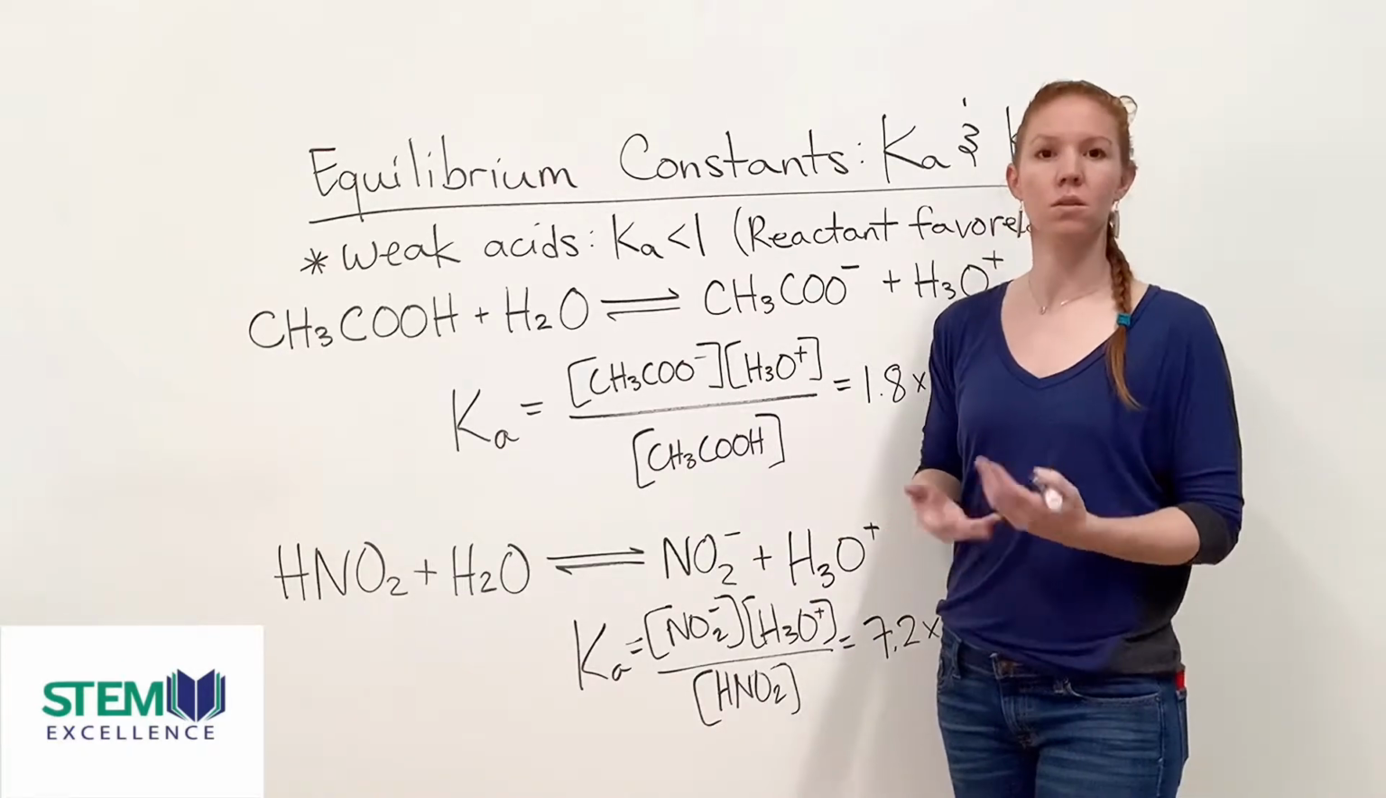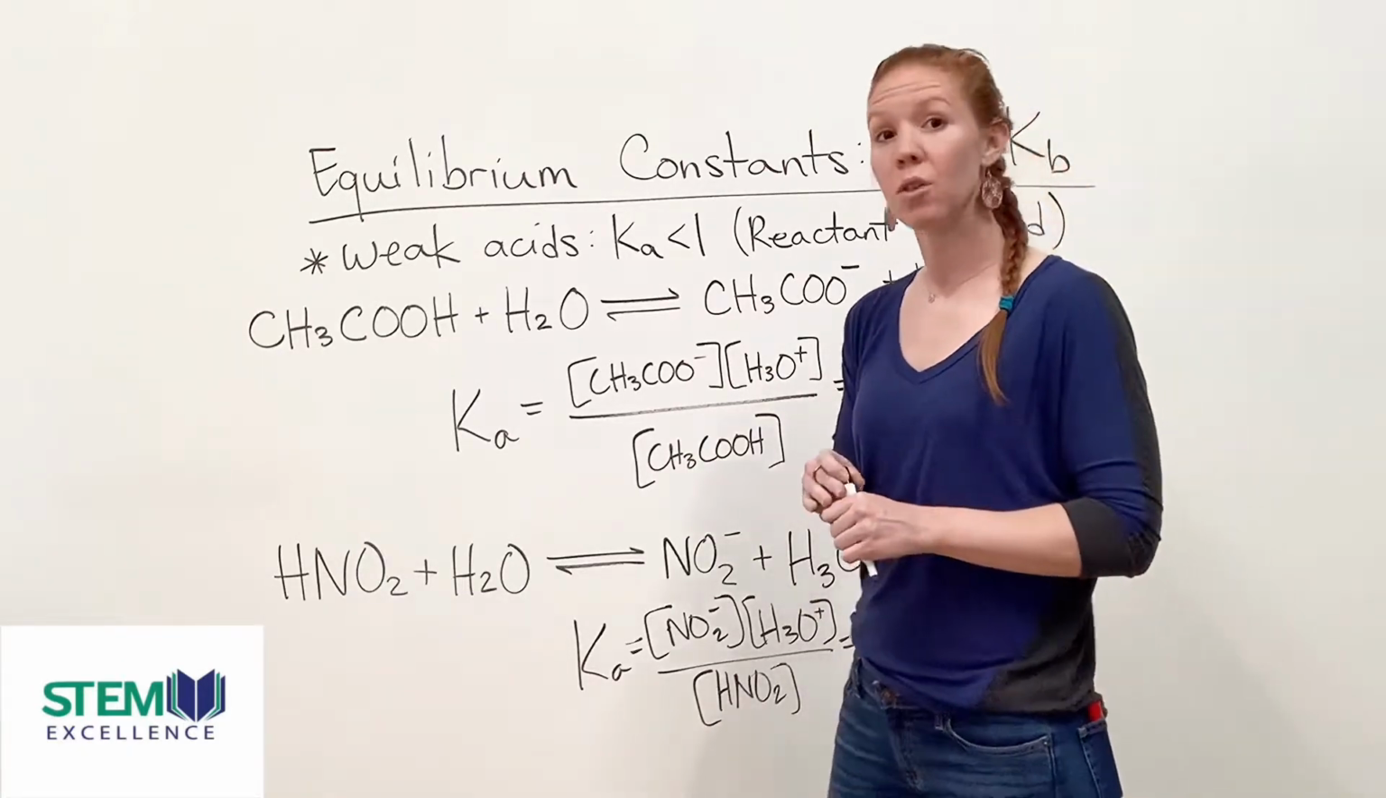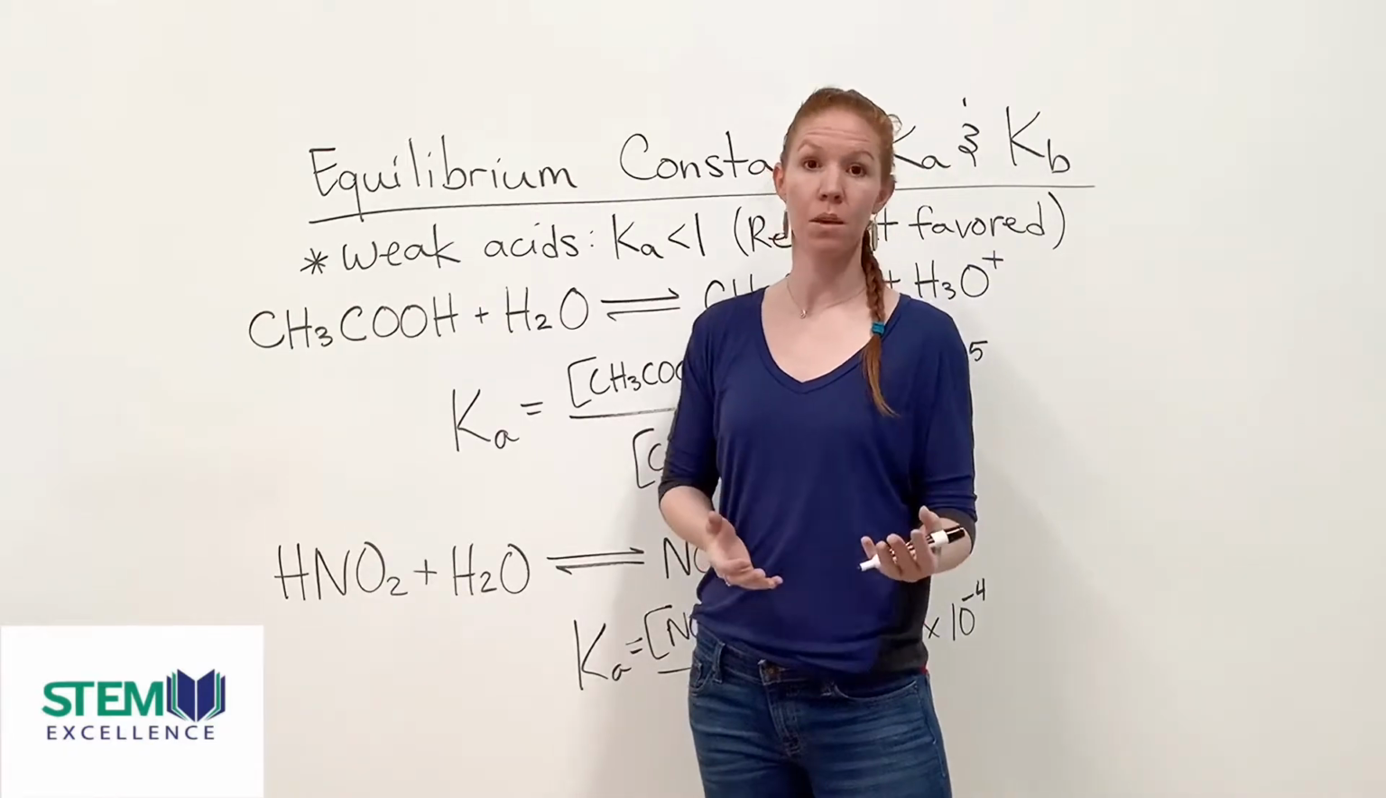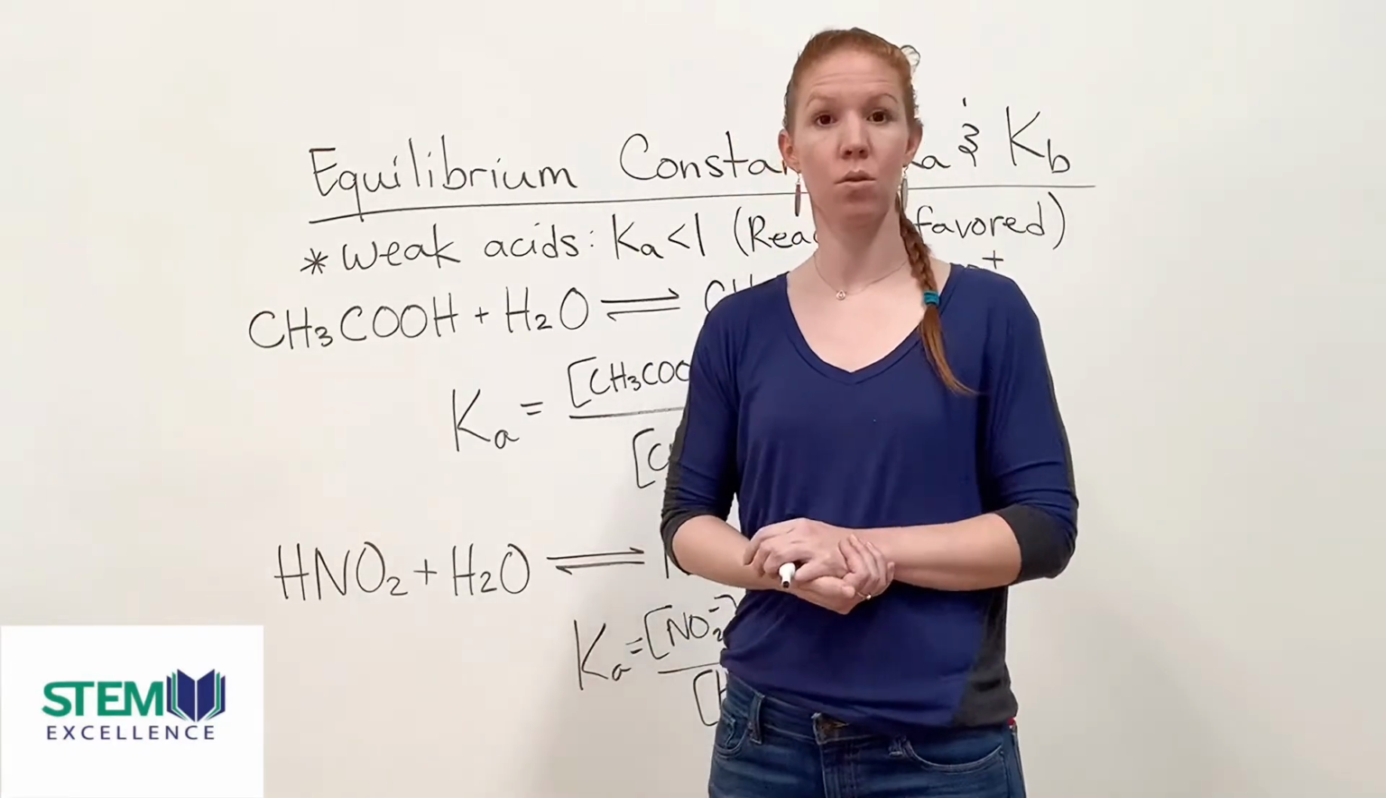So in general, the trend that you can remember is the greater the Ka value or the greater the Kb value, the stronger the acid or the stronger the base.